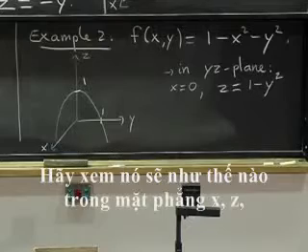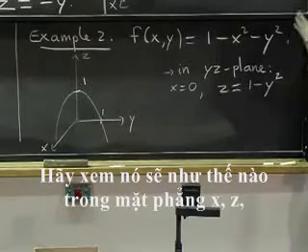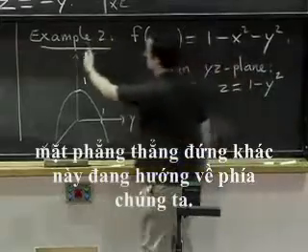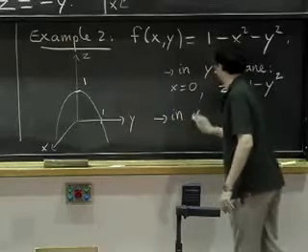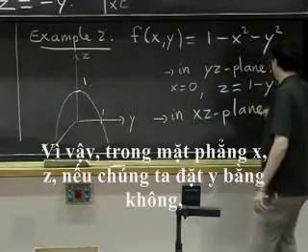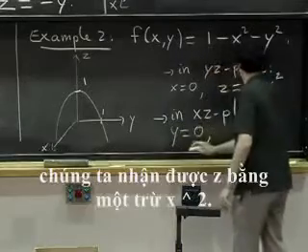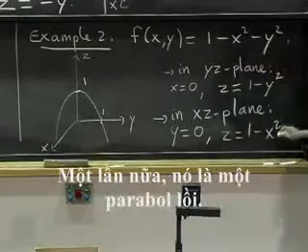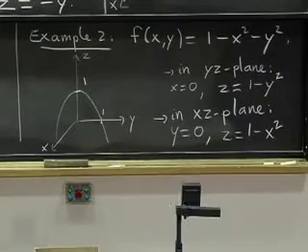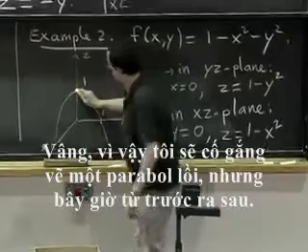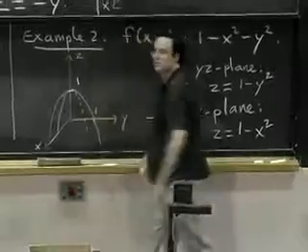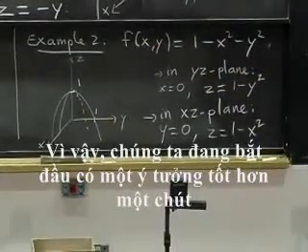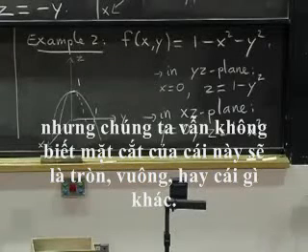Let's get more slices. Let's see what it does in the xz plane, this other vertical plane that's coming toward us. So in the xz plane, since we set y equal to 0, we get z equals 1 minus x squared, it's again a parabola coming downward. So I'm going to try to draw a parabola that goes downward, but now to the front and to the back. So we are starting to have a slightly better idea, but we still don't know whether the cross-section of this thing might be round, square, something else.